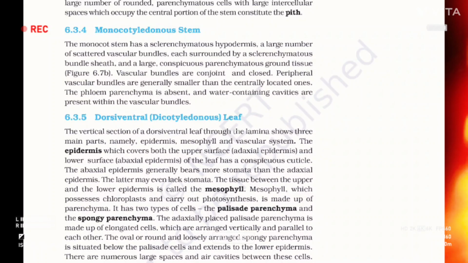6.3.4 Monocotyledonous stem. The monocot stem has a sclerenchymatous hypodermis, a large number of scattered vascular bundles, each surrounded by a sclerenchymatous bundle sheath, and large conspicuous parenchymatous ground tissue. Vascular bundles are conjoint and closed. Peripheral vascular bundles are generally smaller than the centrally located ones. The phloem parenchyma is absent and water-containing cavities are present within the vascular bundle.